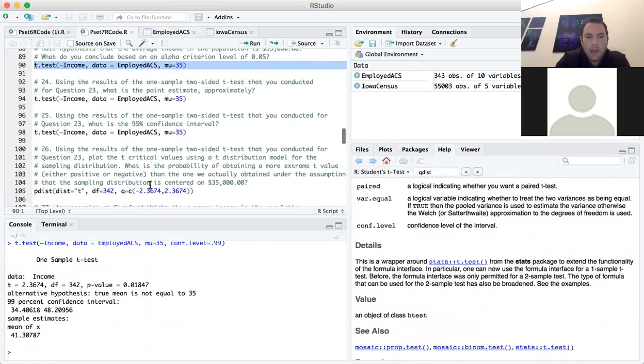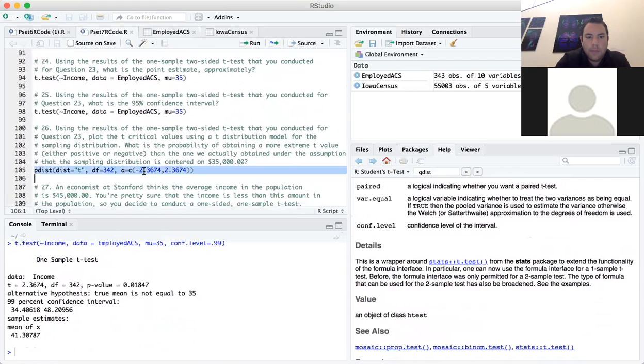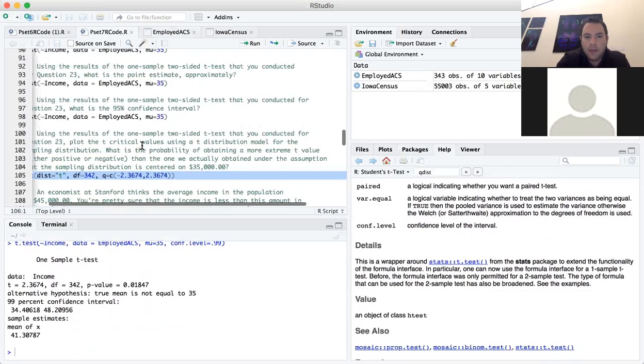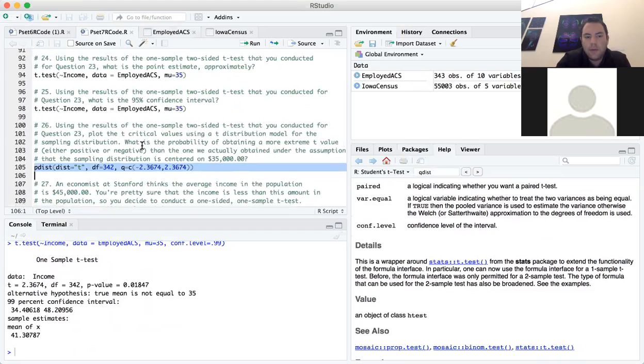So let's take a look at plotting this now. The question asks us to plot the critical values using a t-distribution model for the sampling distribution and asks us what is the probability of obtaining a more extreme t-value. So this is, in effect, what we're looking at.